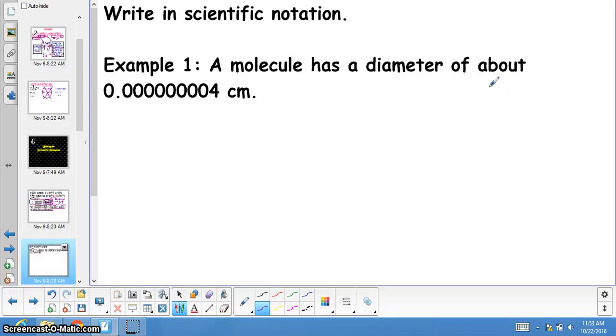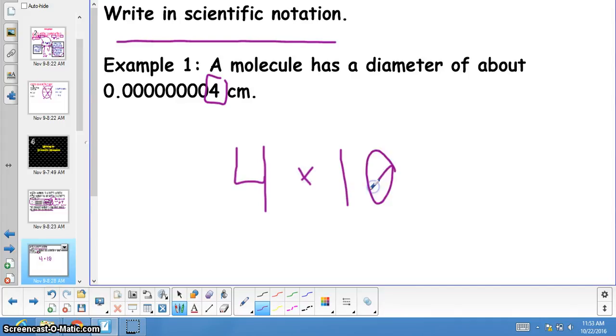Example 1. A molecule has a diameter of about 0.000000004 centimeters. And it wants us to write in scientific notation. The first thing you do is look at your first number that is not 0. That is C. You always multiply it by a base of 10. And we're trying to now figure out the decimal.